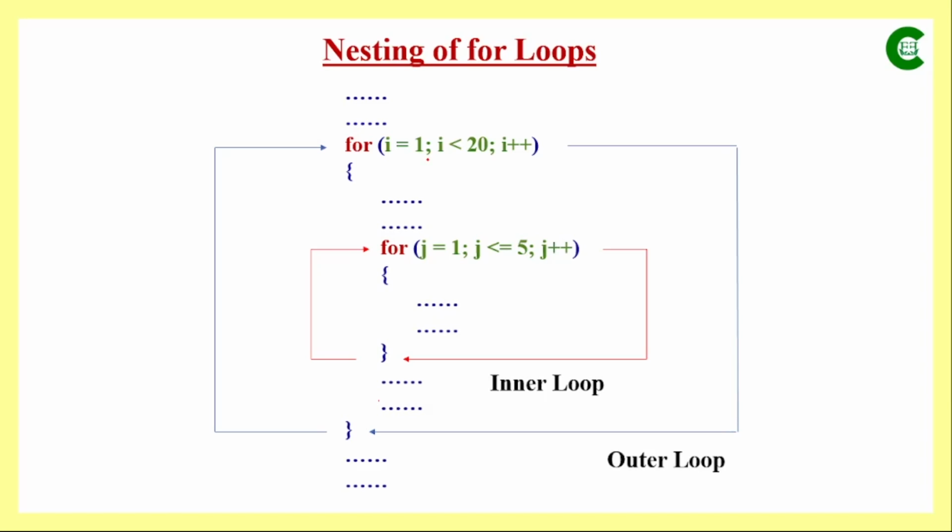So once that condition is exceeded, when i becomes 20, the body of this outer for loop will not be executed because that doesn't satisfy the condition. So the outer for loop will now be terminated and the program control will come straight forward to these lines which are not part of any of those for loops. So this is how it works in the case of nested for loops.